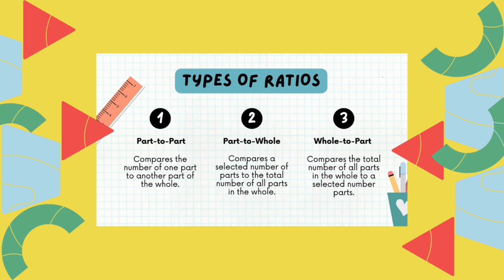And then the third type is whole to part. In this case, the total number of all the parts in the whole to a selected number of parts, right? So I can say there are five calculators in all, and out of the five calculators, two are red. Okay, so I'm comparing the whole to the part.